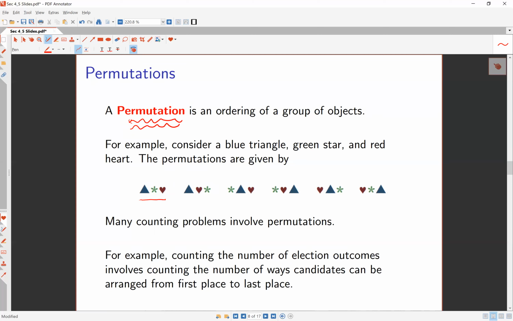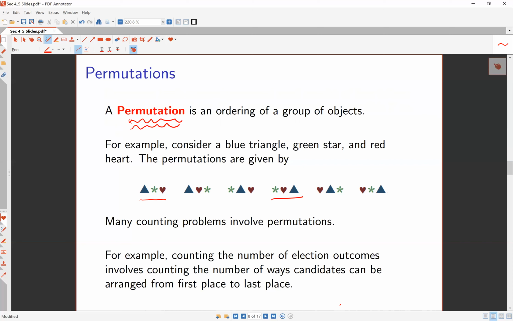First the triangle, then the star, then the heart. Or I could line them up first the star, then the heart, then the triangle. Each of those is a unique permutation. And many counting problems involve permutations, where you're interested in figuring out in how many different ways you can line things up.